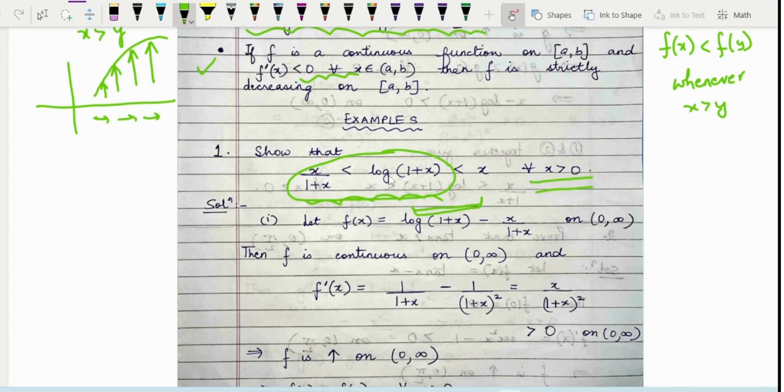Now looking at the first half of the inequality, it's very easy to see that if you define f(x) as log of 1 plus x minus x upon 1 plus x, then in a way you need to show that f(x) is strictly positive whenever x is more than 0. If you can manage to show this, then you are done for the first half of the inequality, this inequality, the first one. Now if you define f like this, it's very much defined on (0, infinity), because the only problem here is going to be occurring at x equal to minus 1, where the function will not be defined, which is not a part of the domain.